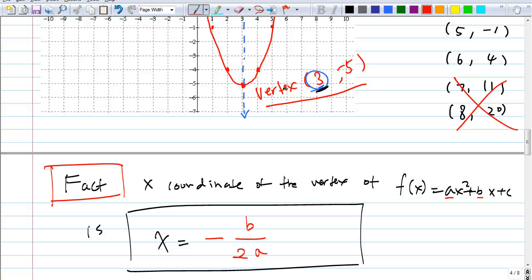Yeah, in other words, these are the coefficients of your equation. A is the coefficient of the x squared term. B is the coefficient of the x term.